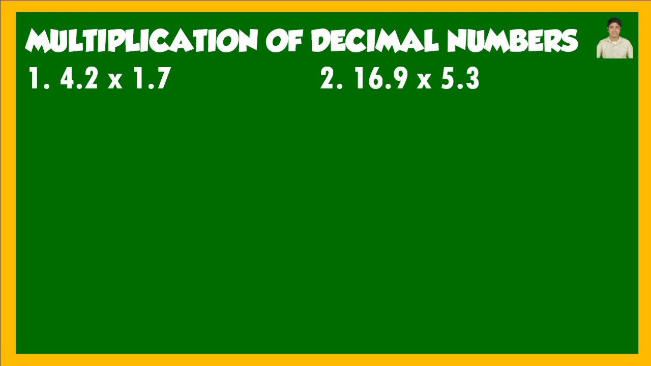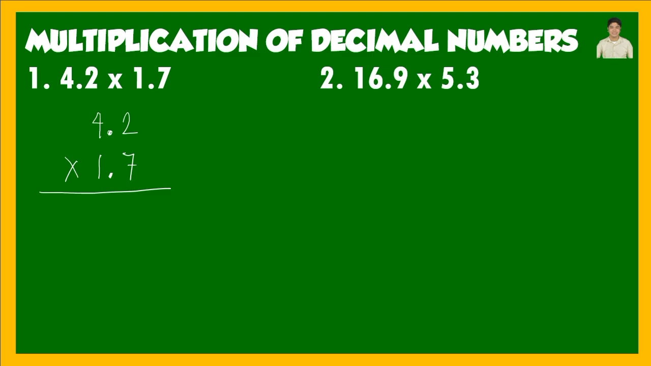So, yung first step natin sa pagmumultiply ng decimal numbers is write them in vertical form. So, that is 4.2 times 1.7. So, ayan, in vertical form. And then, for the second step, multiply these numbers like whole numbers. Multiply these decimals just like whole numbers.